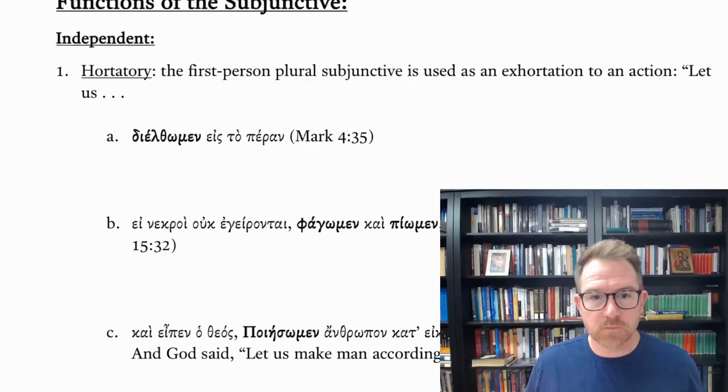In our last video, we talked about the subjunctive mood, the mood of possibility. We looked at the forms of the subjunctive and how Greek verbs work. In this video, what I'm going to do is show specific examples of how to translate the various functions of the subjunctive, how they work, and then a few examples of how to translate them. So let's get right into it.